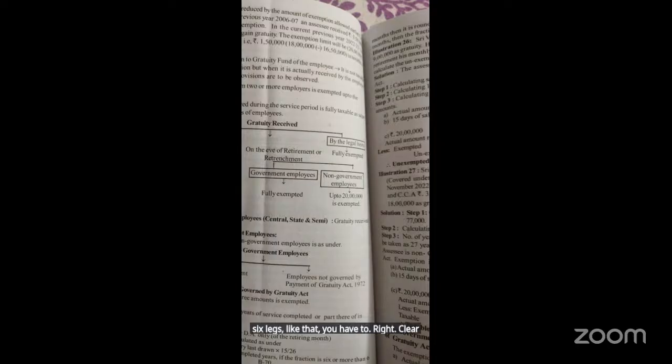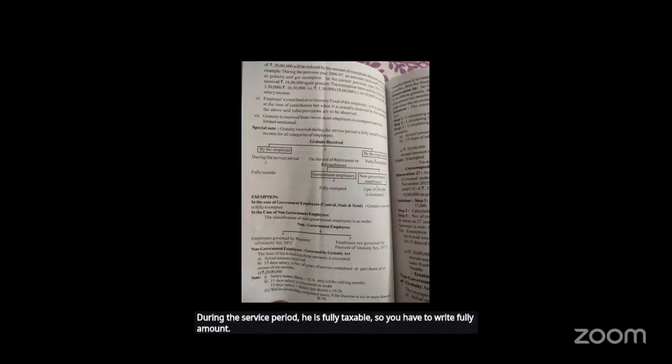Clear? In the case of a government employee, central or state or semi-government, gratuity received is fully exempted from tax. Okay. So what is the important point for gratuity? During the service period it is fully taxable, so you have to write the full amount. In the case of a government employee, it is fully exempted, no tax on it.